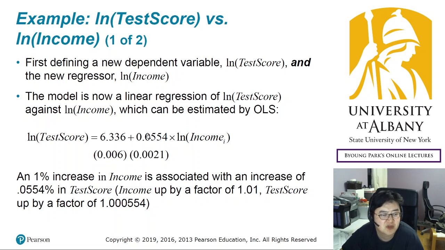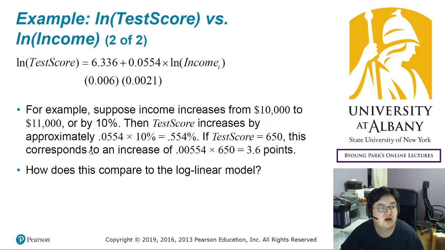In this case, the coefficient is 0.0554, which means when your income increases by 1%, then test score increases by 0.05%. 0.05%, right? So interpretation is easier. You don't need to worry too much about these numbers. And exactly this is what it implies.